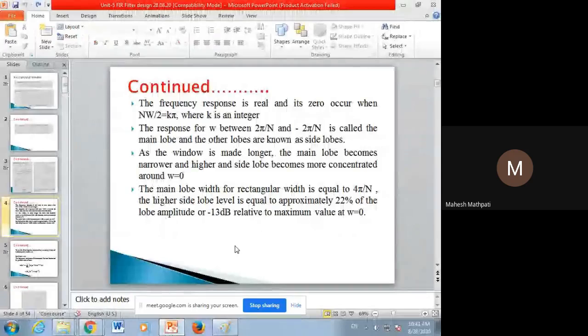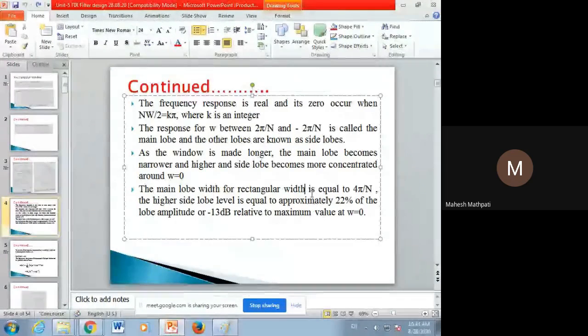Just make this correction also. This is rectangular window. Width of rectangular window, you just write, is width of rectangular window.